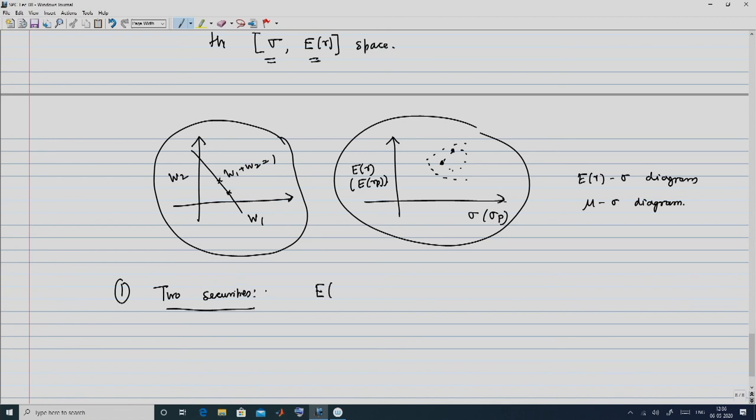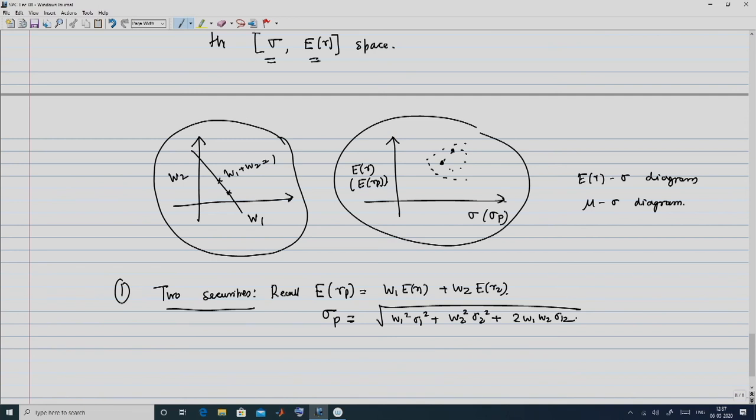Now, for two securities, what did you have? So, we recall that E of Rp is equal to W1 E of R1 plus W2 E of R2, and sigma p is going to be the square root of the variance, which was W1 square sigma 1 square plus W2 square sigma 2 square plus twice W1 W2 sigma 12, and this can be rewritten as the square root of W1 square sigma 1 square plus W2 square sigma 2 square plus twice W1 W2 rho 12 sigma 1 sigma 2.